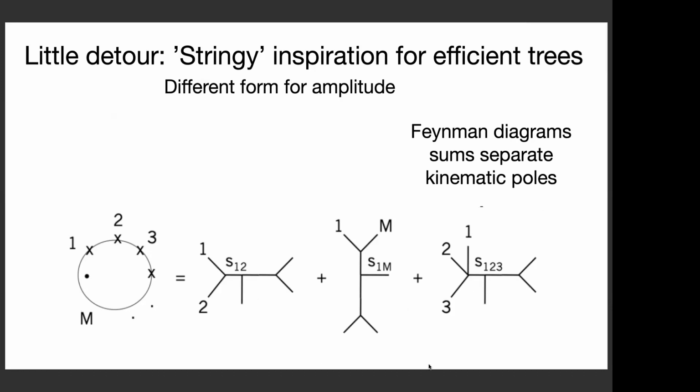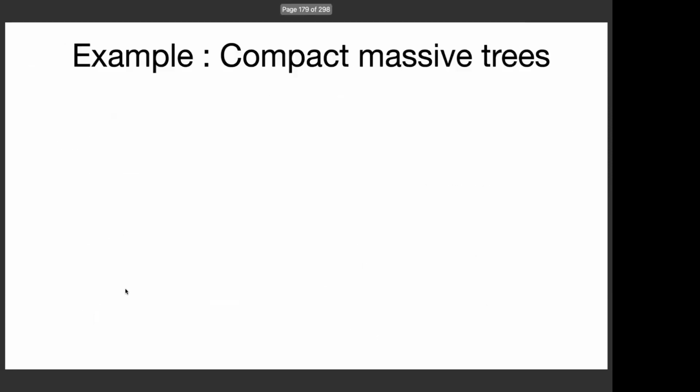So if we work with Feynman diagrams alone, Feynman diagrams sum separate kinematic poles. So we have a sum over terms that come with different kinematic poles. And when we sum these things, we get the full amplitude. In string theory, on the other hand, we often get a compact expression that automatically has all the poles, but they don't come in separate kinematic contributions.